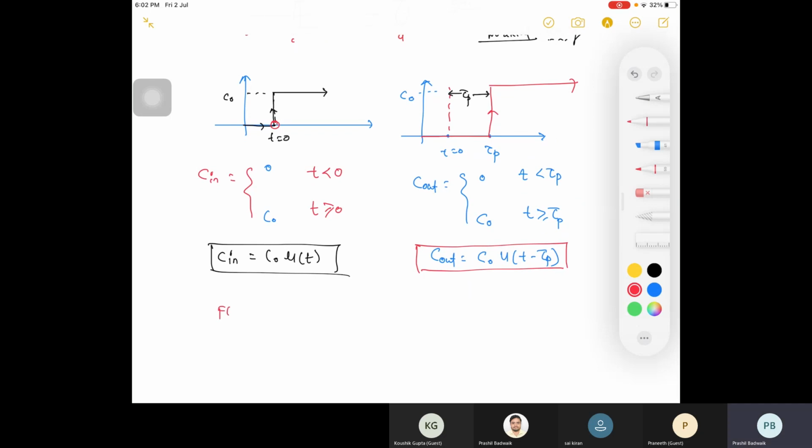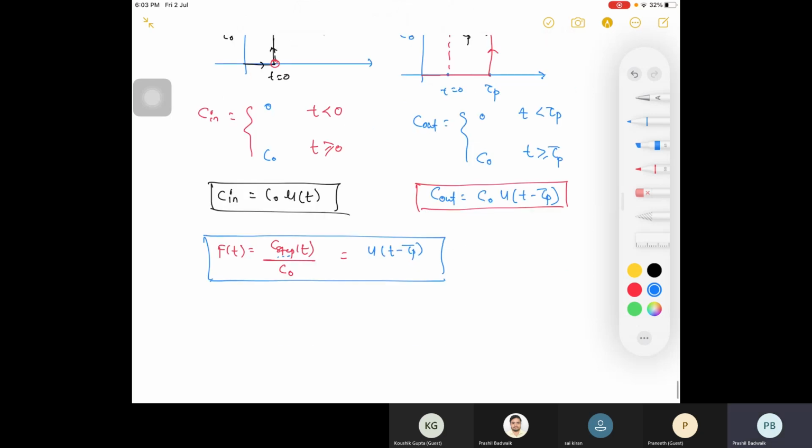Now what is your f of t in step injection? Anyone? C out divided by C max. Right, so I am writing here C step t divided by C naught. This is your exit concentration at any time t in the case of step. That's why I'm writing here step, and that is divided by your C naught, that is your maximum concentration. So what is your f of t then here? It is your u of t minus tau p, right?